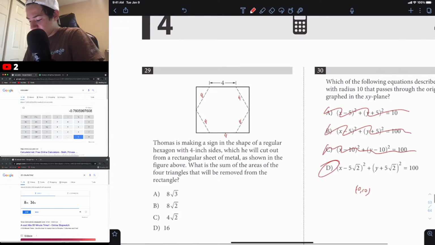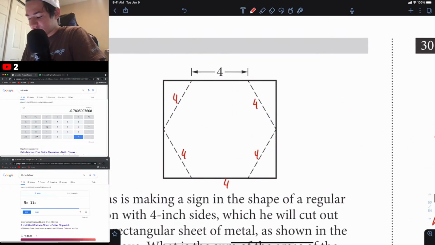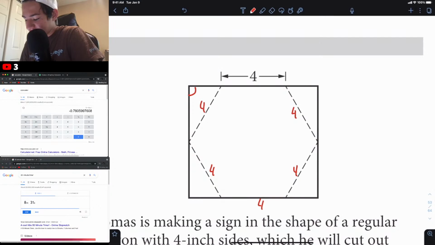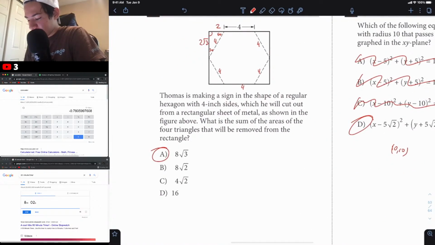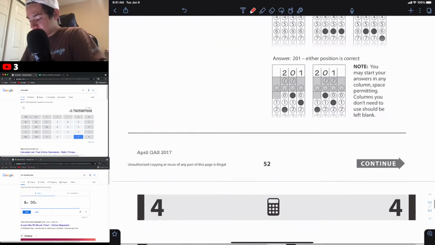Okay. So the area of the triangles is base times height. So if this is a 30, 60, 90, by the way. This is 30, 60. Which means it is x, 2x. So this is 2. And this is 2 root 3 right there. And then what we need now is the area, which is base times height. So 4 root 3 times 1/2, which is 2 root 3. And then we have 4 of those triangles, so it's going to be 8 root 3.